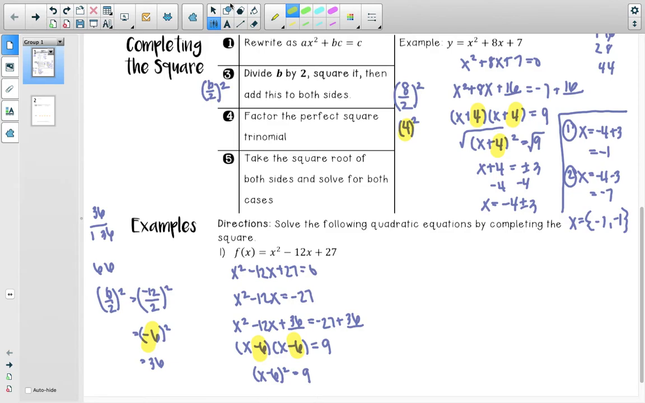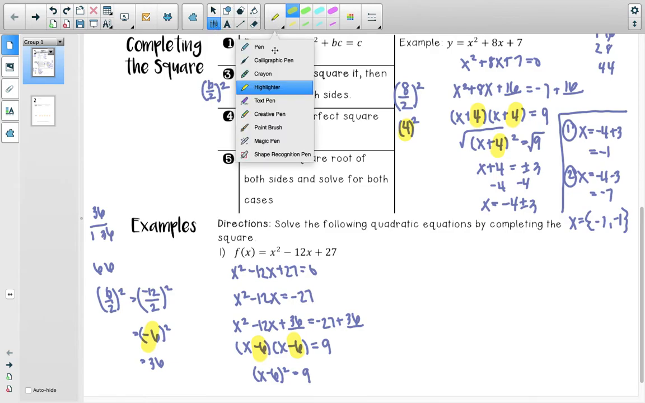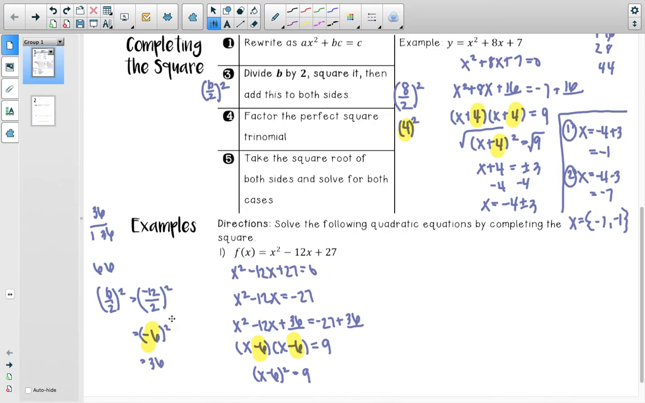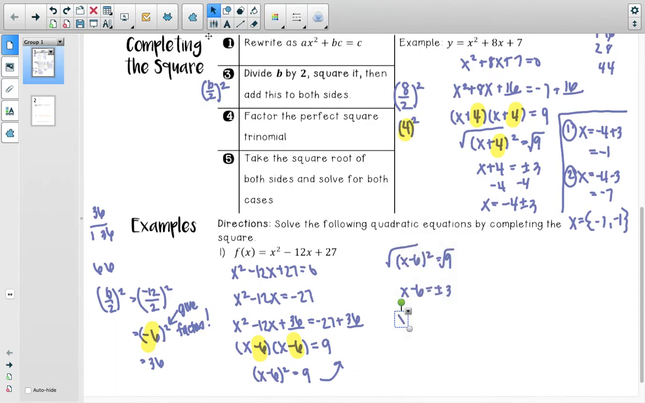So my hint to you is anytime you do the dividing by 2 part, that will give you the factors. Okay, so it gives you the factors right there. All right, so then we actually have to solve it. So I'm going to rewrite this up here because I ran out of room. Follow the arrow. To get rid of something squared, you square root it. That gives us x minus 6, and like we said earlier, plus or minus 3. Okay, that gives you, you're going to add the 6, so it gives you 6 plus or minus 3.